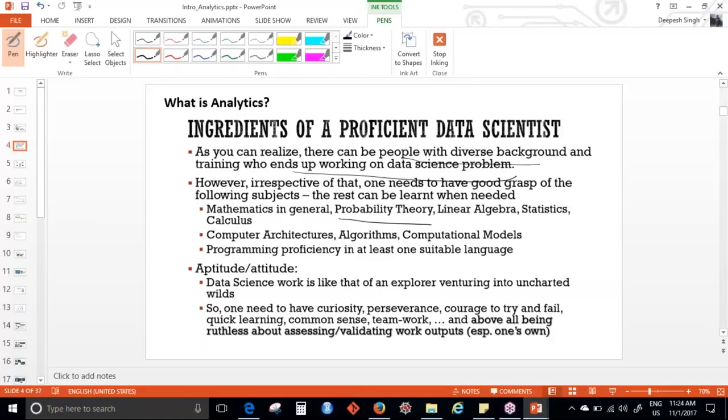So if you can build a model to do that, the model will basically predict that customers XYZ will leave the company with this much probability. Okay, so that is where the probability theory comes into picture. Okay, then we also have linear algebra.